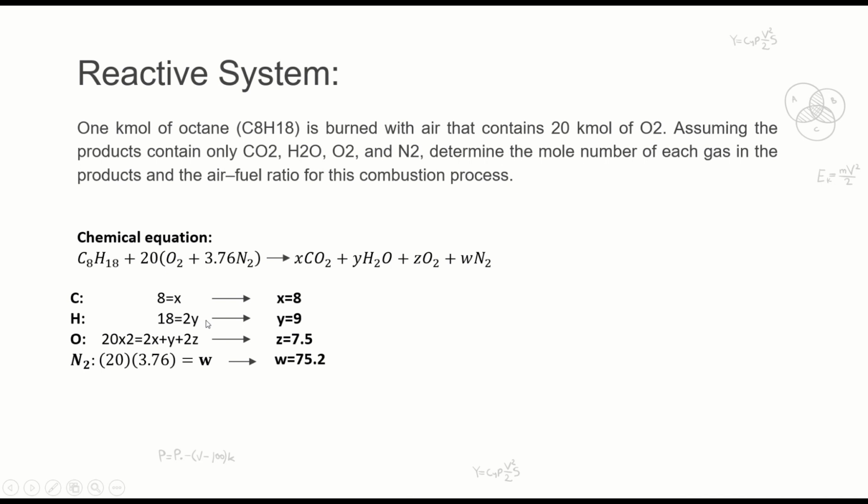For hydrogen, 18 equals 2Y, so we have Y equals 9. For O, 20 multiplied by 2 equals 2X plus Y plus 2Z, so we now have the value of Z, which is 7.5. Now let's solve for the value of W. 20 multiplied by 3.76, we have W, which is 75.2. So we now have the respective values of each unknown: X is 8, Y is 9, Z is 7.5, and W is 75.2.